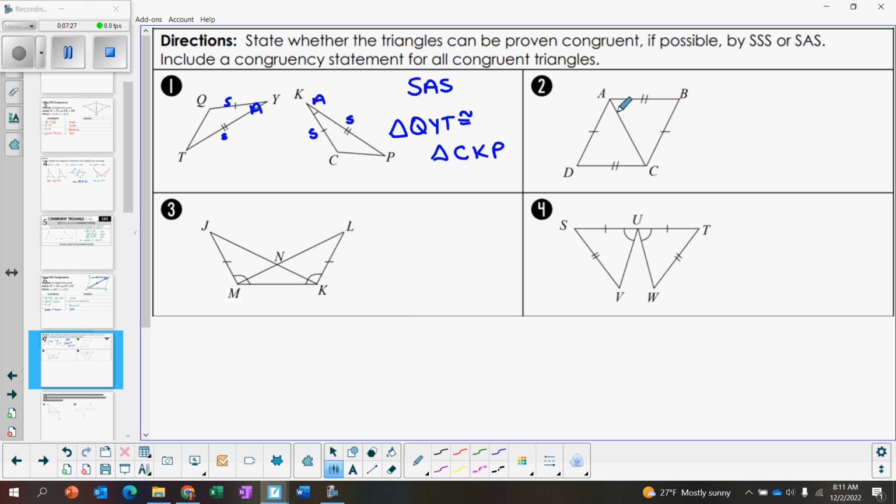For my next one, I have this reflective shared side that I can knock off. And now I have an S, an S, and an S. And the same thing in the other one. So this is SSS. I can say triangle ABC is congruent to, so AD with the star with one dash, CD with the star with one dash, CBS.